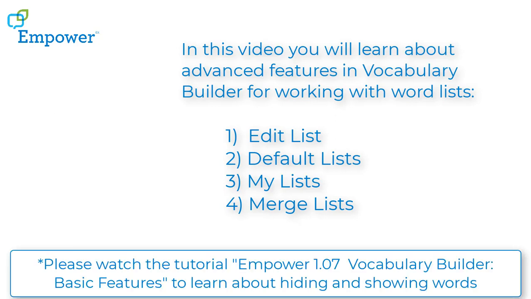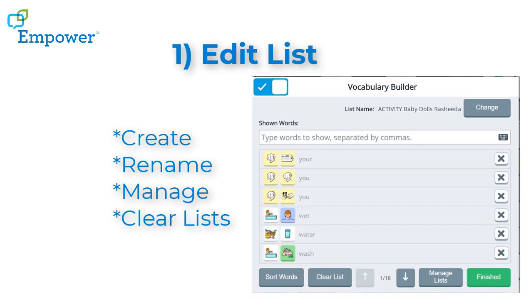Please watch the tutorial Empower 1.07 Vocabulary Builder Basic Features to learn about hiding and showing words. From the Edit List screen, you will be able to create, rename, manage, and clear lists. You will see how to use these features during the following example activities.